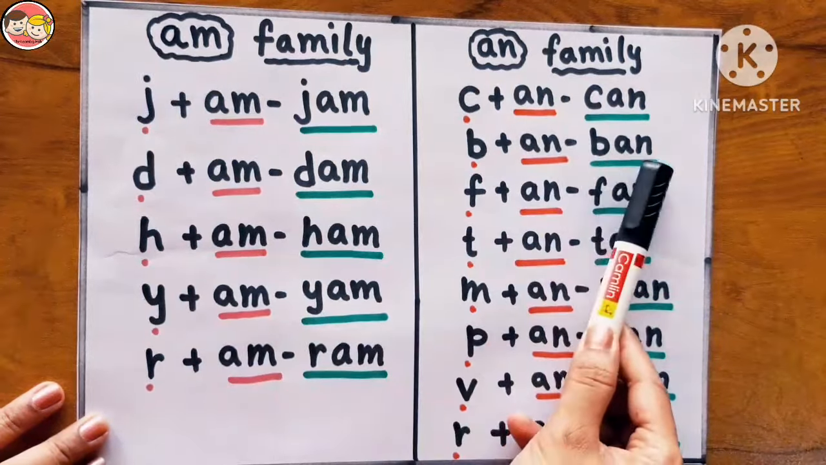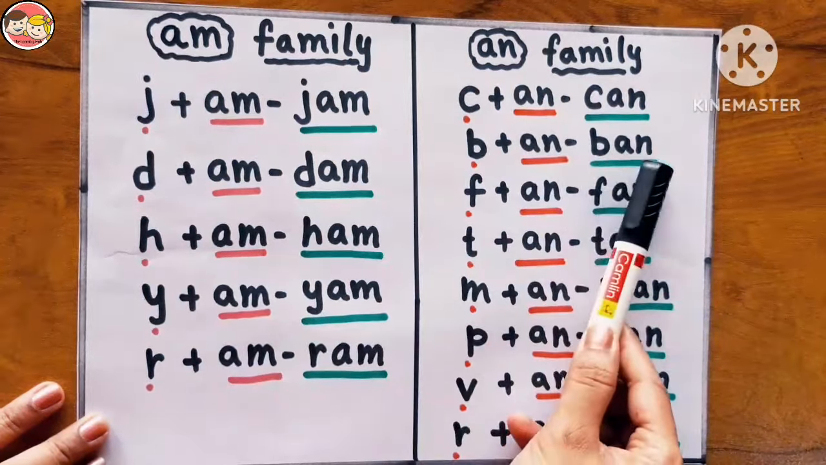J, ab, jab. Let's repeat. K, ab, cab. D, ab, dab. T, ab, tab. F, ab, fab. N, ab, nab. J, ab, jab. So these are all CVC blending words which are very important for reading. So practice every day, because practice makes a man perfect.